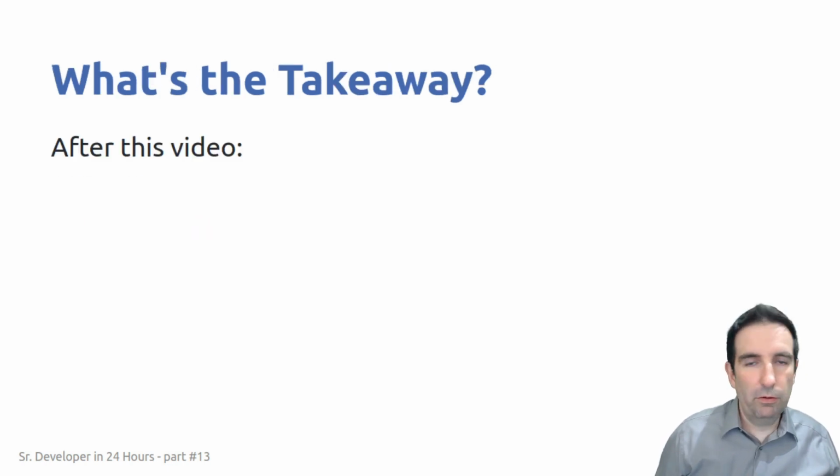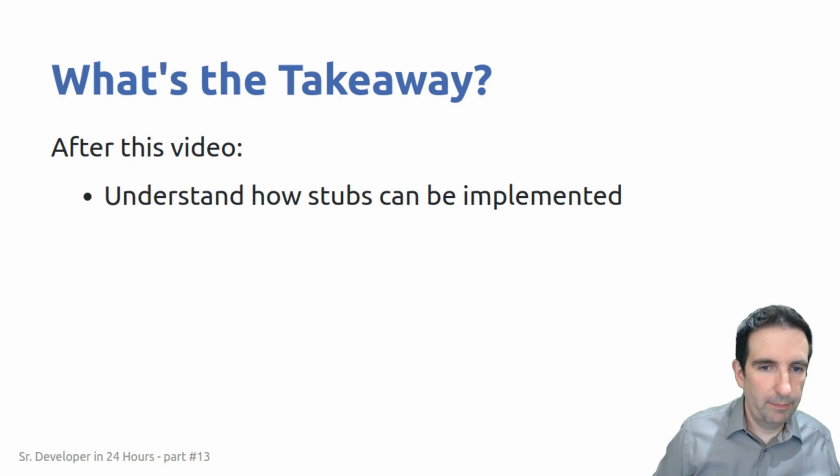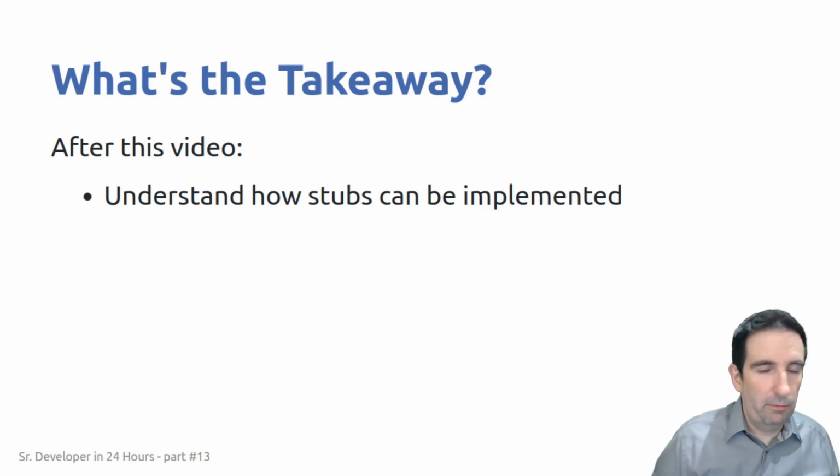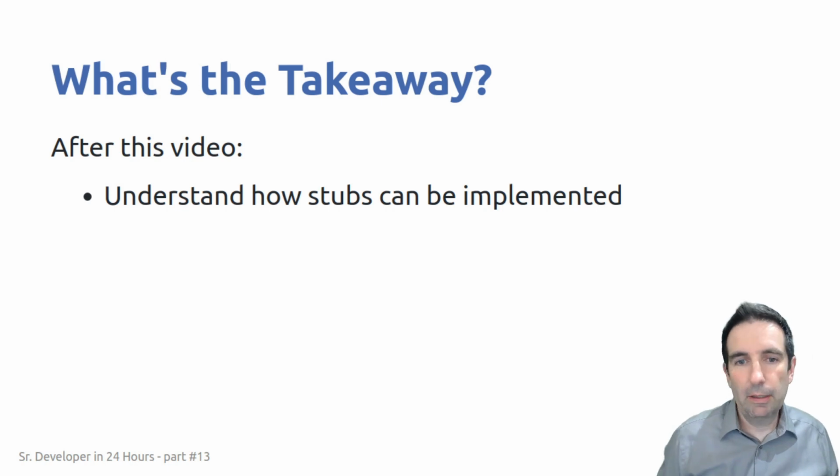All right, so what is the main takeaway of this video? The first thing we're going to take a look at is how can we actually implement stubs. When we have a dependency that we need to fulfill, how can we write something to replace that dependency if we cannot use the real component because it's too expensive, because it is not available, etc.